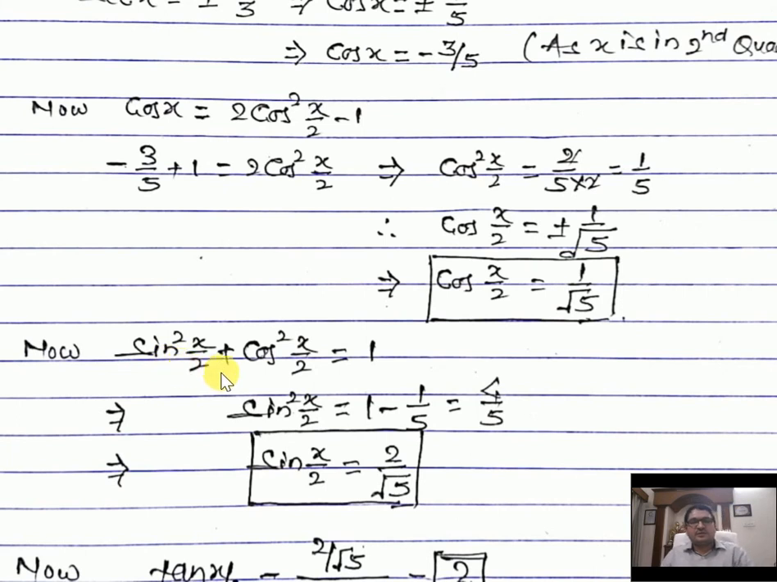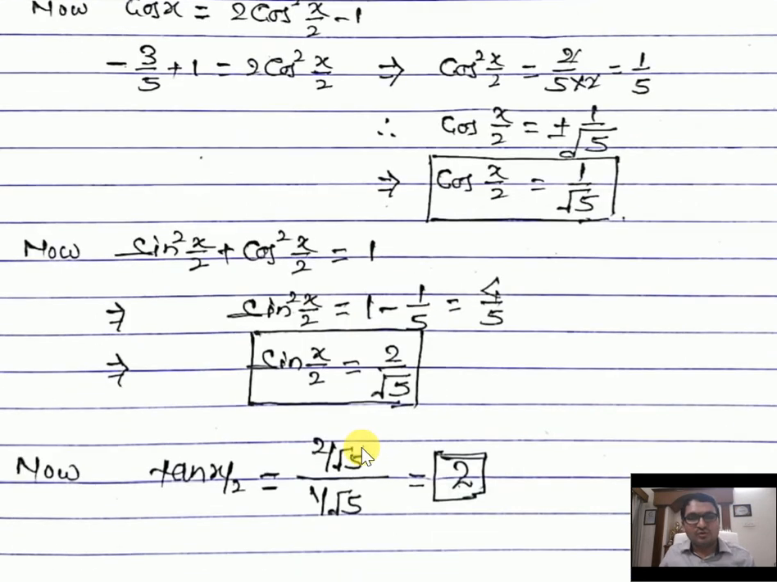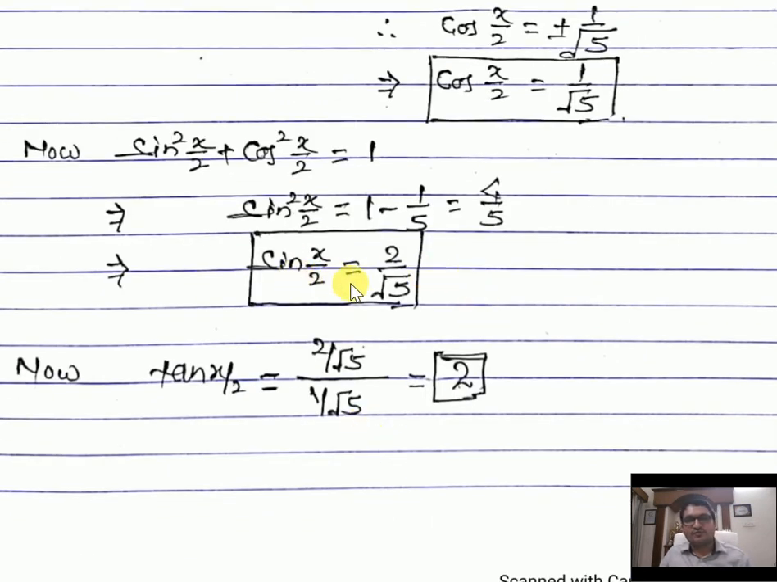Similarly, now find sin(x/2). Apply the formula sin square(x/2) plus cos square(x/2) equals 1. cos square(x/2) is (1/root 5) square, so 1/5. So 1 minus 1/5 is 4/5. So sin(x/2) is equal to 2/root 5. Again, this will be positive, first quadrant, all trigonometric functions are positive. tan(x/2) is sin(x/2) upon cos(x/2), that is 2/root 5 over 1/root 5. So it will be equal to 2. Thank you so much.